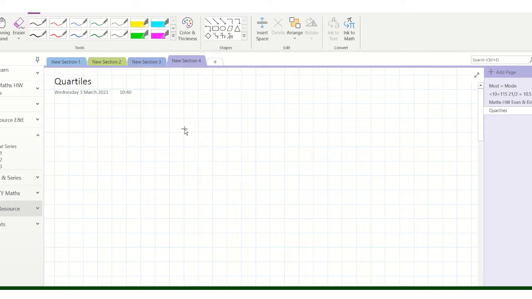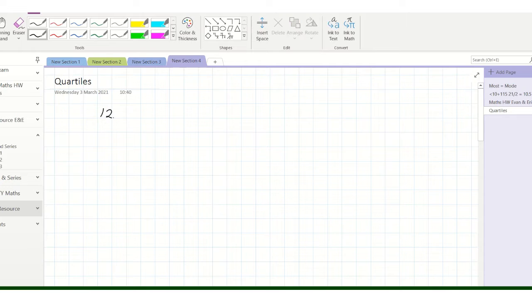Okay, so in today's lesson we came across some homework, and I said I was going to make a little video for you just to help you get that homework done. So that's what I'm doing now. Let's talk about the median, the quartiles and the interquartile range, and have a look at exactly what we should be doing.